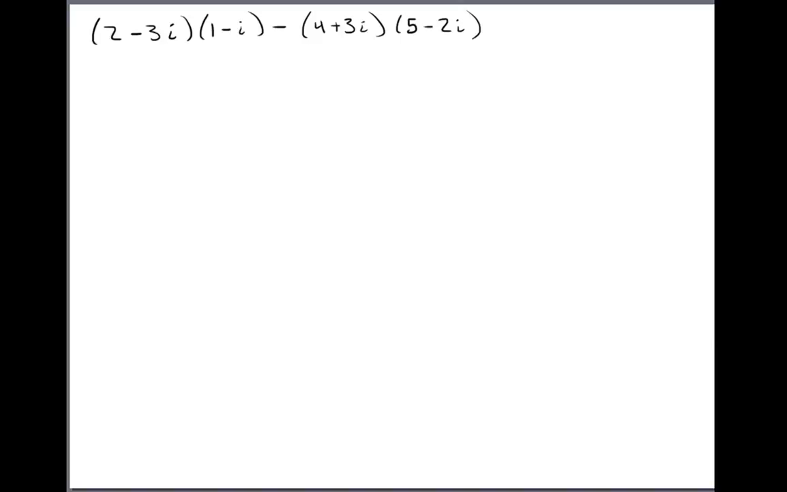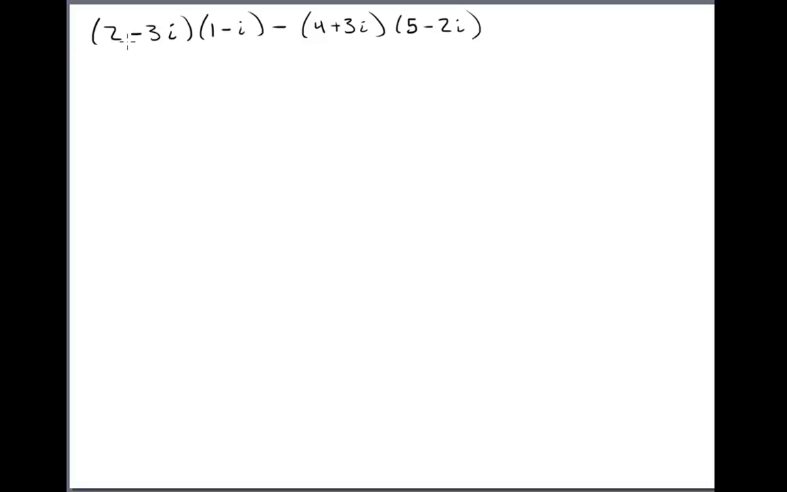In this video, I want to do some more with multiplying complex numbers. So I'm going to take the quantity 2 minus 3i and multiply it by the quantity 1 minus i. I'm going to take the quantity 4 plus 3i, multiply it by the quantity 5 minus 2i. Then we're going to take those two quantities and find their difference.